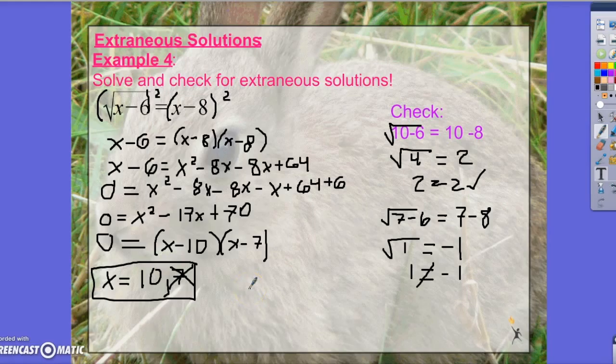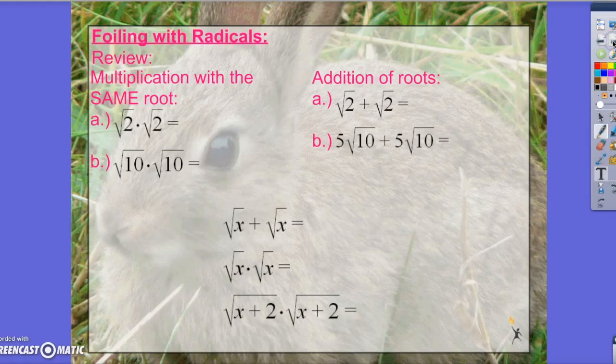Sometimes one will work, sometimes both, maybe none. All right, so you do have to take a minute and check your final solutions by going back in. All right, so we're doing a little review here. Let's talk about the next part of the lesson, FOIL with radicals.